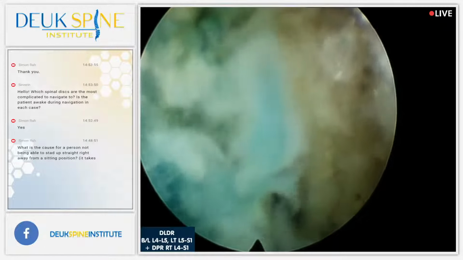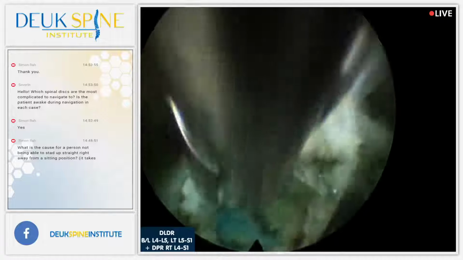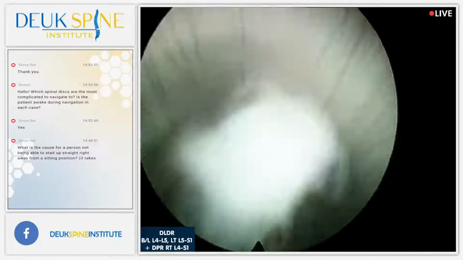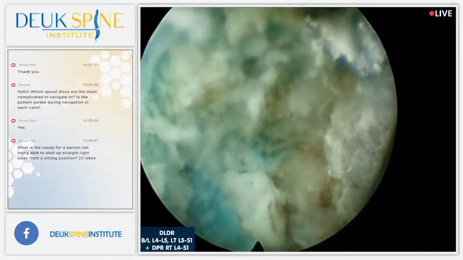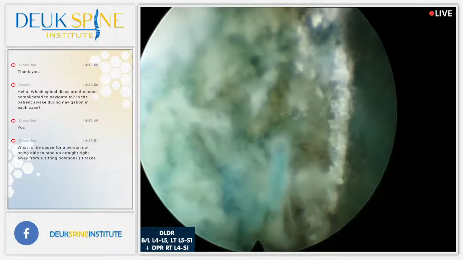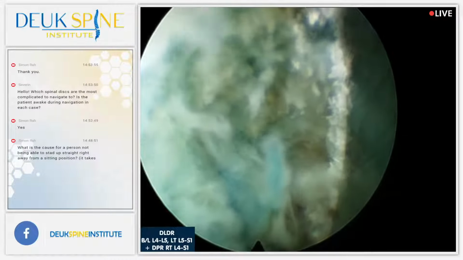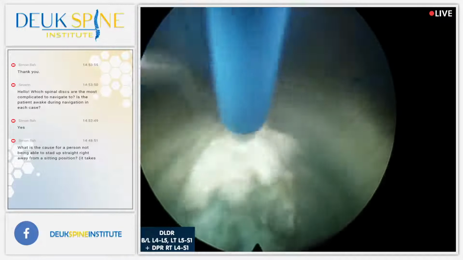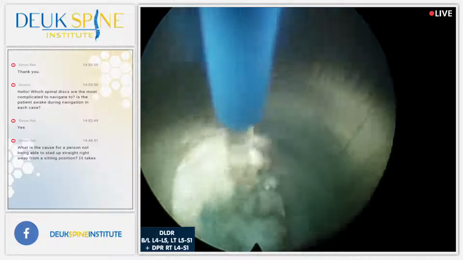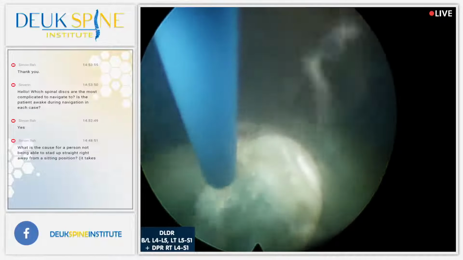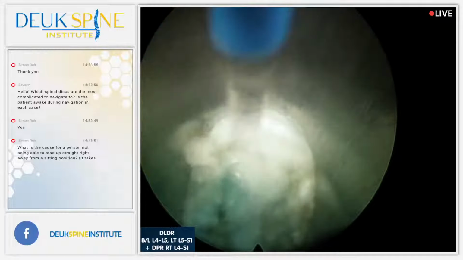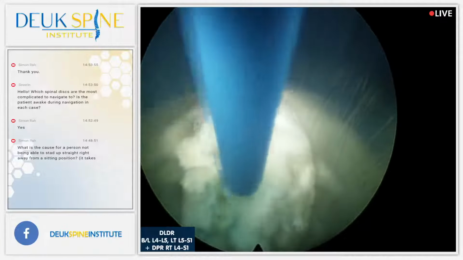The reason L1-2, L2-3 are so difficult is not because of the hips or anything. It's because your kidneys are up there, and you don't want to hit the kidneys. So you have to be very careful when you're navigating at L1-2, L2-3. But the most challenging in the lumbar spine is L5-S1, which is the one we just finished.